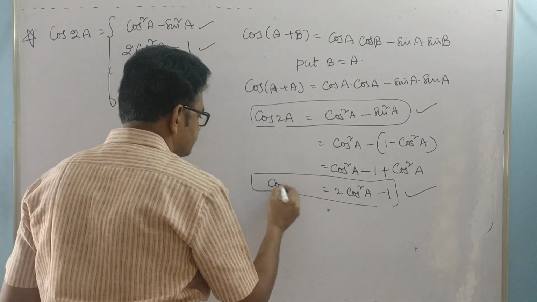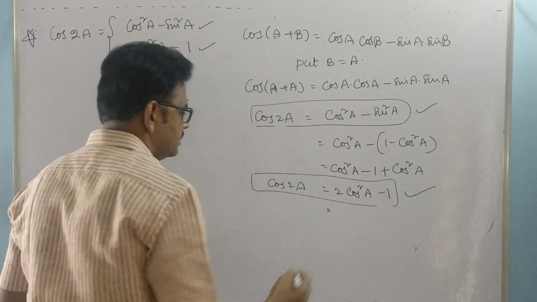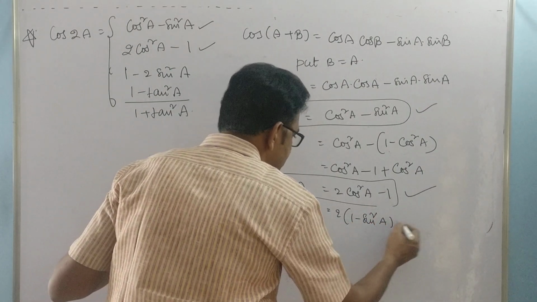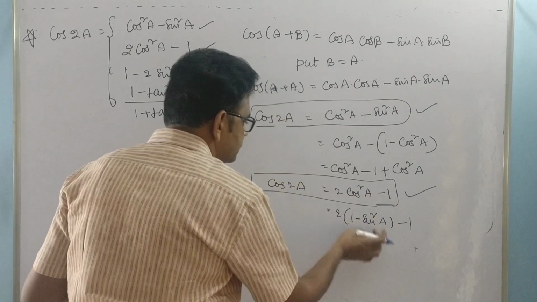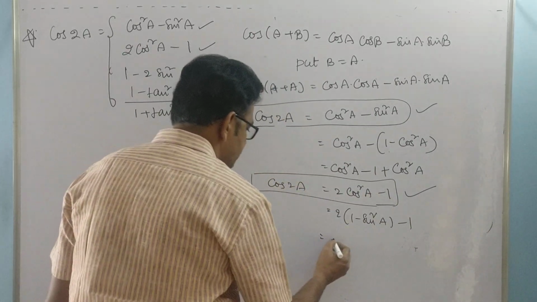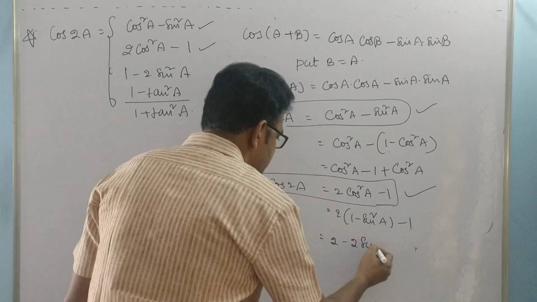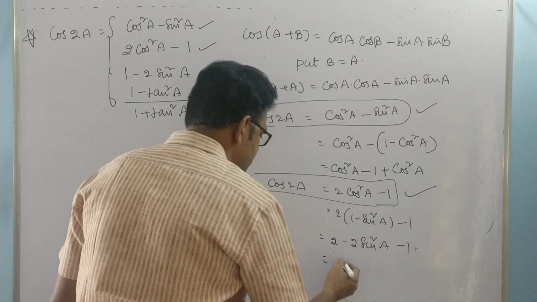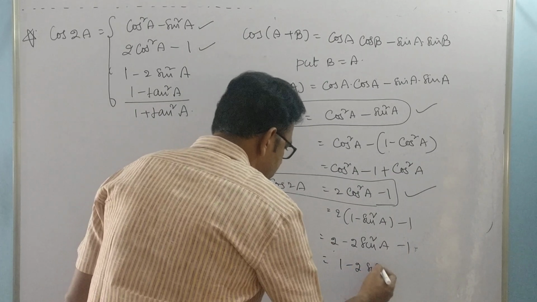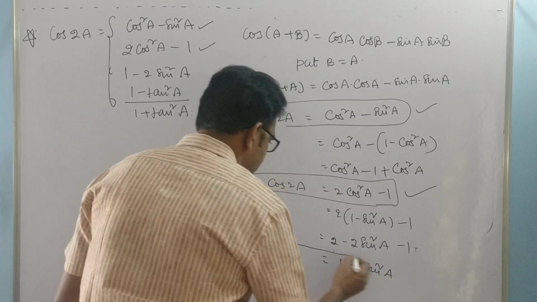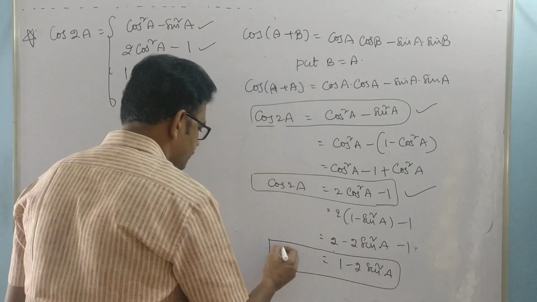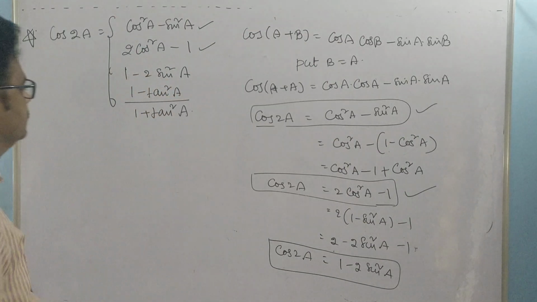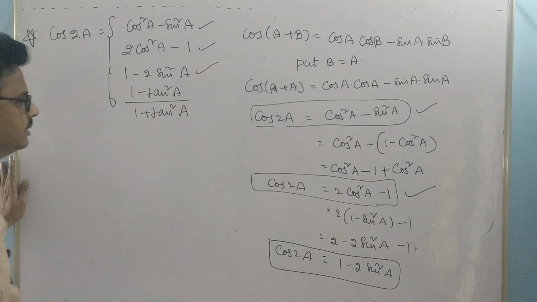Cos 2A is another formula, where this is 2 into 1 minus sin square A minus 1. Cos square A is 1 minus sin square A. That is equal to 2 minus 2 sin square A minus 1. That is 2 minus 1 is 1 minus 2 sin square A. So this is one formula for cos 2A. So 1 minus 2 sin square A is another formula.